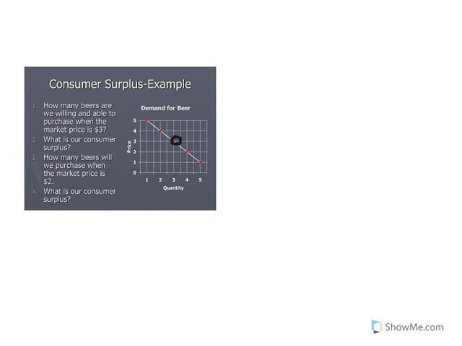So again, we need to see what would you have been willing to pay for each one of those 3 beers, and what did you actually pay. So if the market price is $3, then 3 times 3 means that you're ultimately paying $9 for those 3 beers. But again, if we want to calculate the consumer surplus, we have to figure out how much you would have paid for each individual beer.